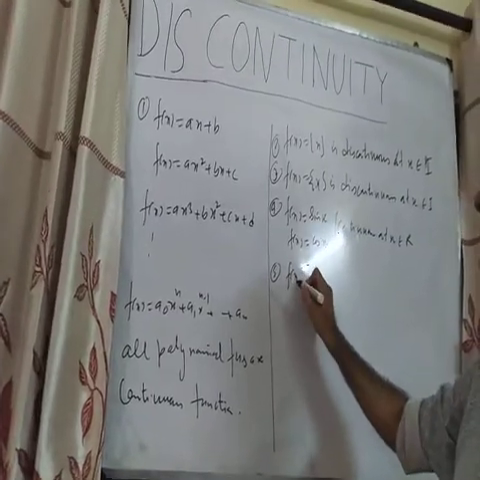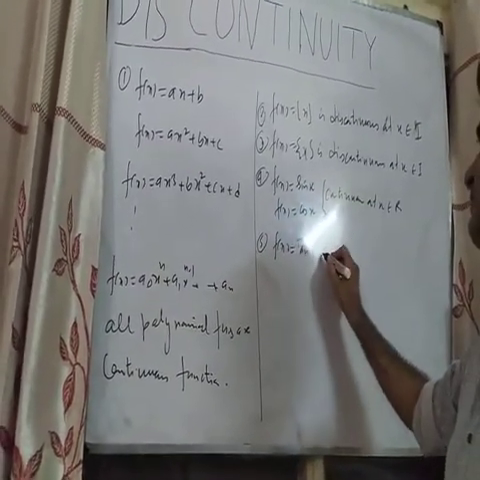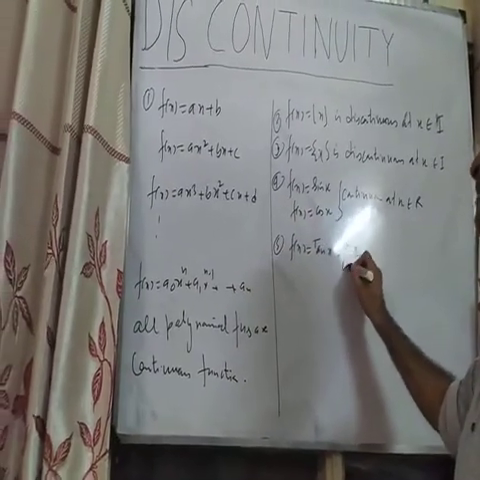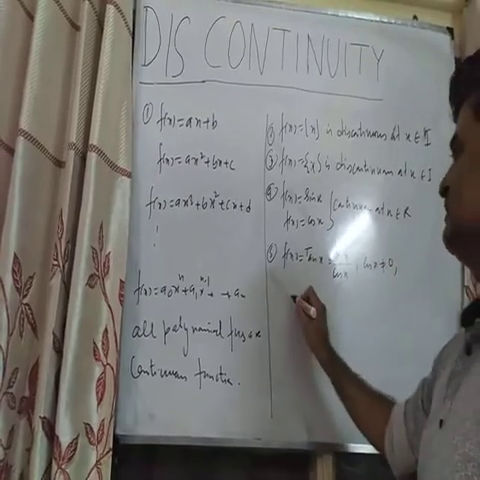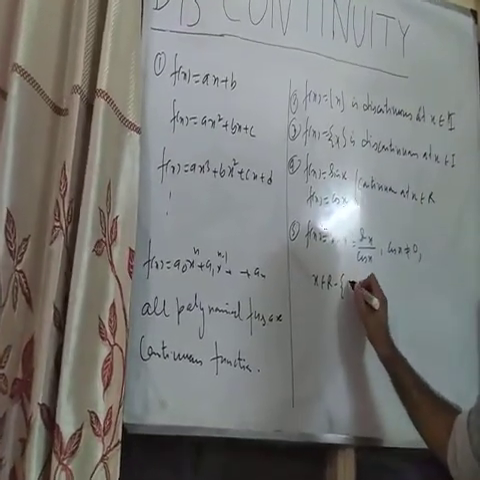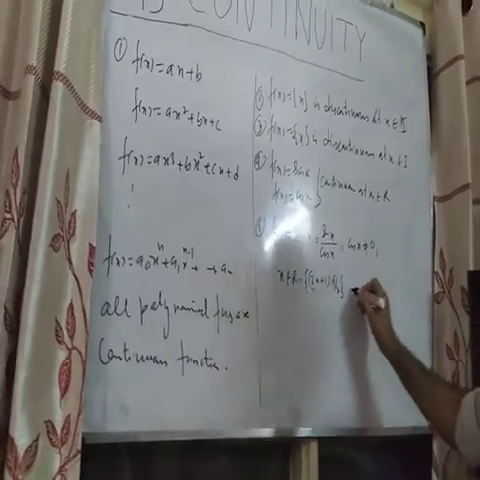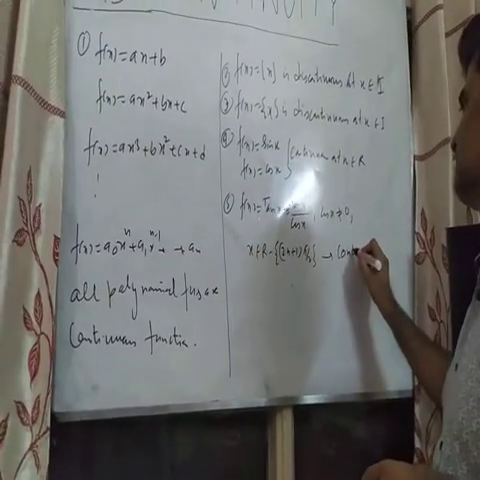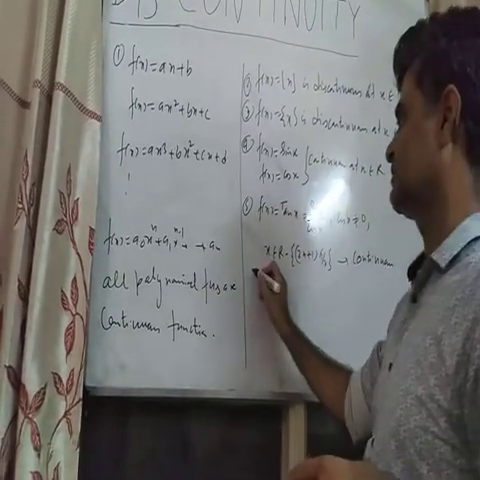Fifth case, f(x) equals tan x, which is sin x upon cos x. So cos x must not be equal to 0. It means x can take all values except odd multiples of pi by 2. In this interval it is continuous. For the rest of the points it is discontinuous.